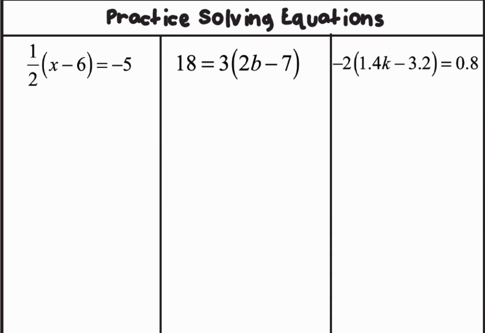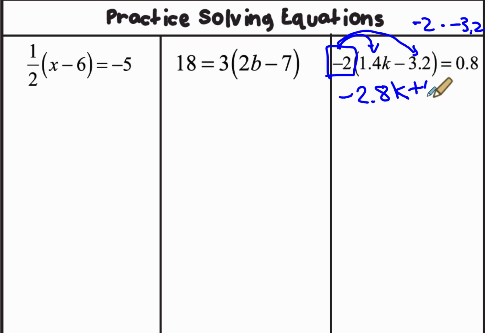So guess what I want you to do next? That's right. Give a little pause, try this one, and see how you do. Okay, so how did it go? So this time we were distributing a negative number. So I have -2 times 1 4/10, which would be -2 8/10 times k. Then, remember, if I treat this like adding the opposite, it means I'm doing a negative times a negative. So that would give me a positive 6 4/10 equals 8/10.